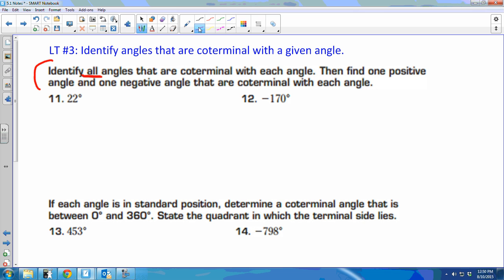So our expression, since every time we add 360 or subtract 360, we get a coterminal, it's just 22 degrees plus 360 degrees times that integer k, right? Because that just means we're adding or subtracting multiples of 360. If you want a positive one, just add 360. What's 22 plus 360? 382. So there's a positive angle that's coterminal. If you want to find one that's negative, you can subtract 360.